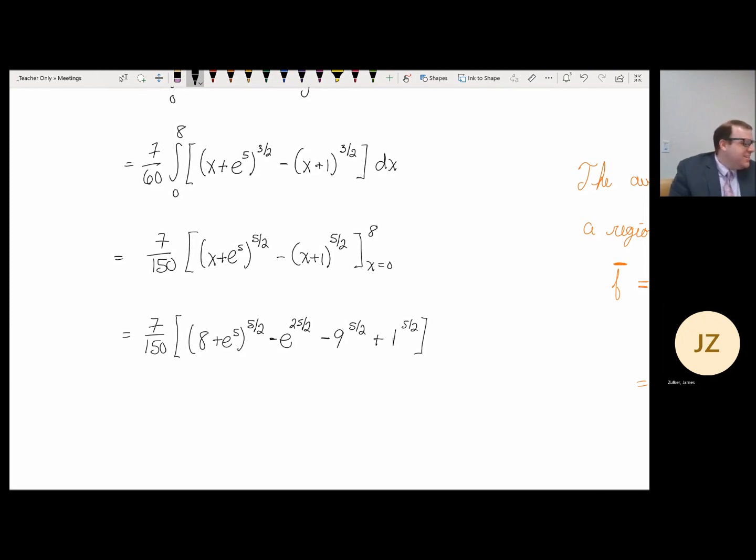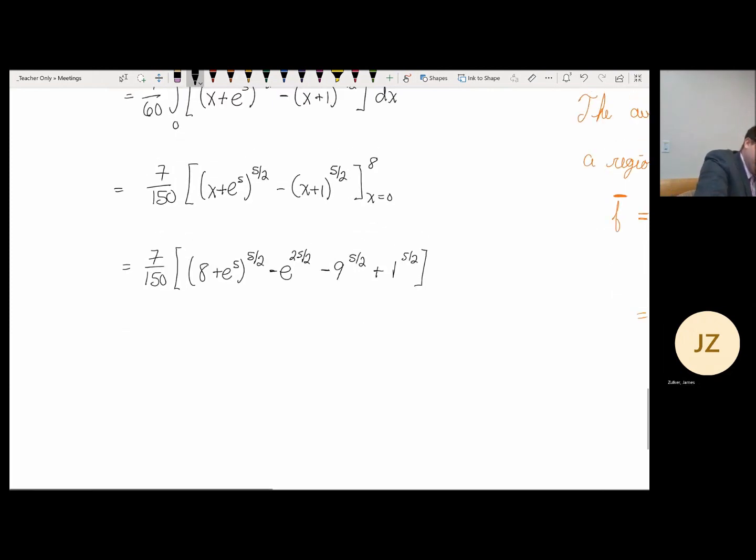Should get that. Nothing we can do with that 8 plus e to the 5th to the 5/2, so just leave it. Really nothing we can do with that e to the 25/2 either. 9 to the 5/2.